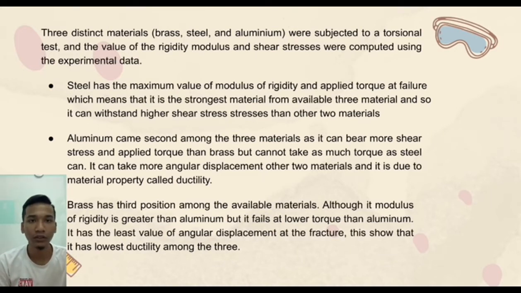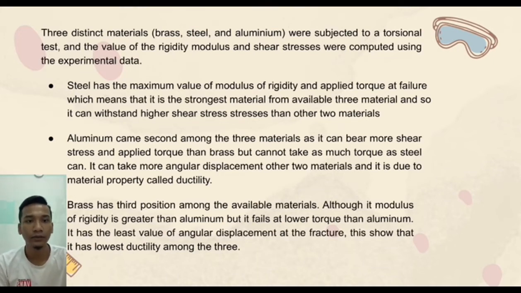Okay, that's for steel. The second one is aluminium. Aluminium came second among the three materials as it can bear more shear stress and applied torque than brass, but cannot take as much torque as steel can. It can take more angular displacement than the other two materials, due to a material property called ductility.